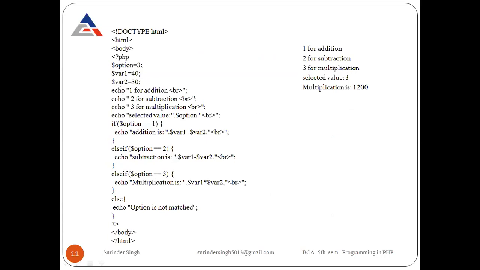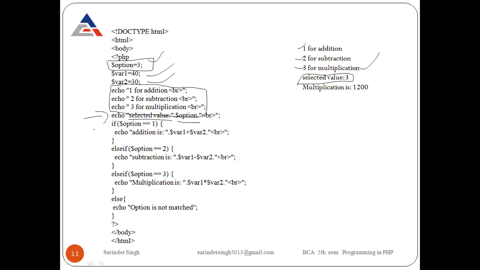In this we have three choices. We are printing here: press 1, if the user enters 1, then addition will be performed. If 2, then subtraction will be performed. If 3, then multiplication will be performed. We have 3 choices, and for entering or using a choice we have an option variable and assigned it the value 3. Here we are printing the selected value of the option variable, and the selected value is 3, which means we selected this option. Clear? And for performing addition, subtraction, multiplication, we have 2 variables, variable 1 and variable 2.